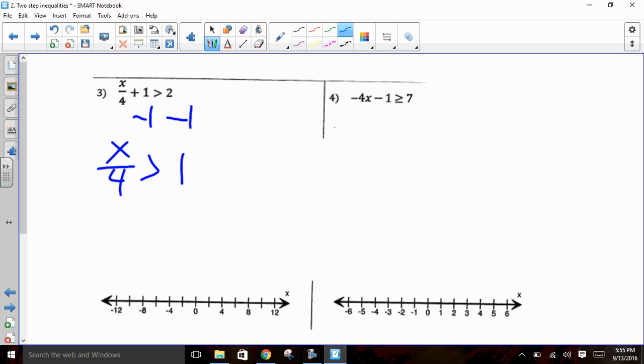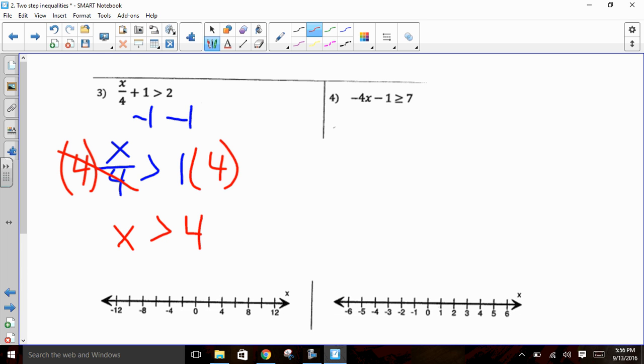2 minus 1 is 1. I said 2 minus 2 is 2. I was multiplying there for a second. Then I need to undo that fraction now. Fractions mean division, so I need to multiply. So I get x is greater than 4. I did not multiply by a negative, so I don't have to flip my sign. My x is on the left side, so I do not have to rewrite my inequality. So I have an open circle at 4, getting shaded to the right.